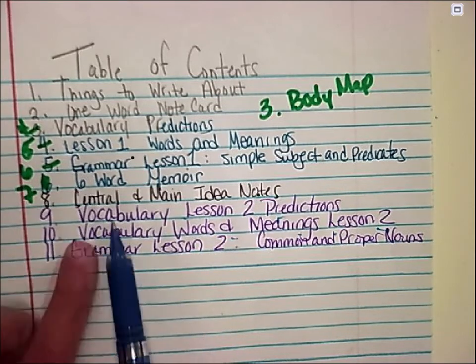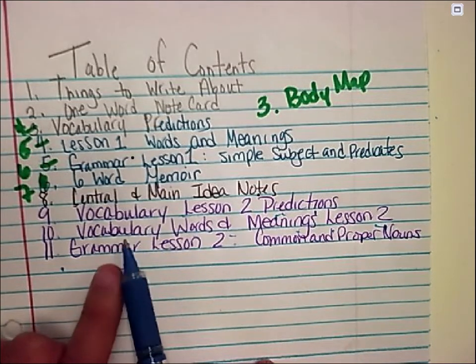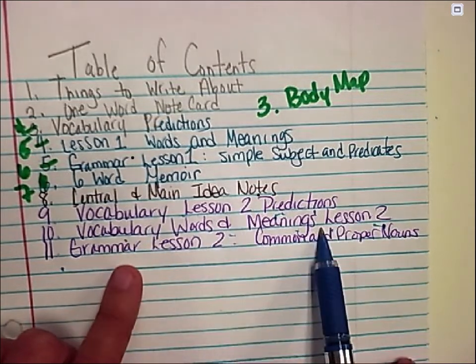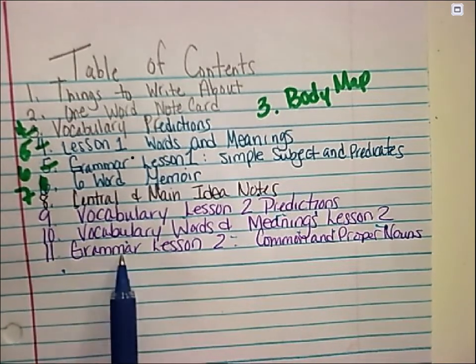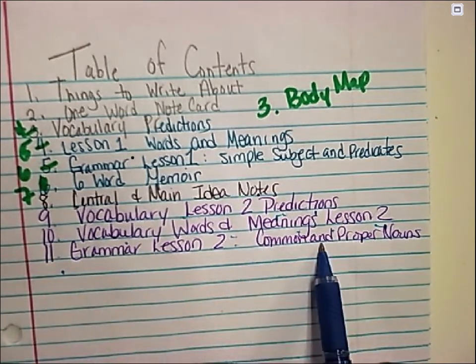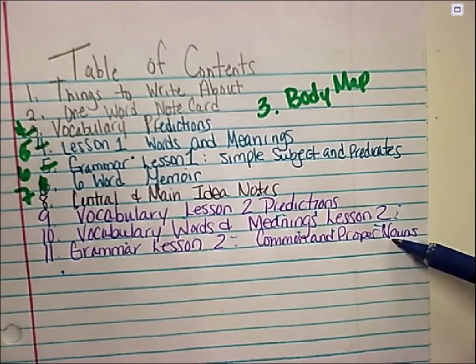Make sure that you've added vocabulary lesson 2 predictions, which you did last Thursday, I think. Friday, you worked on your vocabulary words and meanings lesson 2, which is your chart of your vocabulary words. Today, we're going to work on grammar lesson 2, common and proper nouns. So you should have 9, 10, and 11 on your paper.